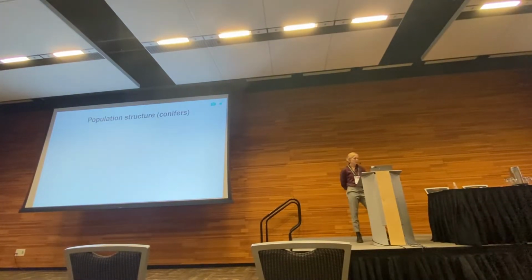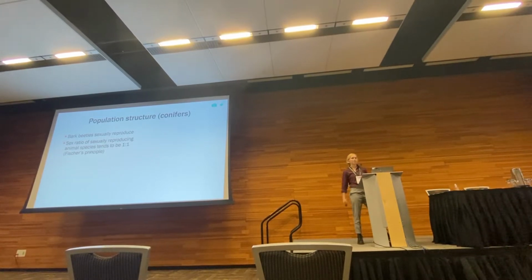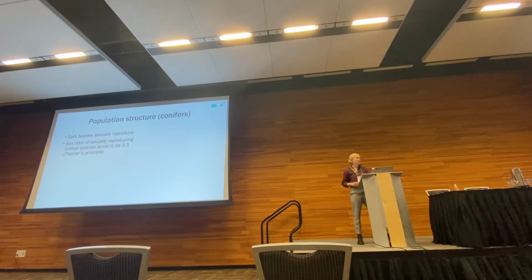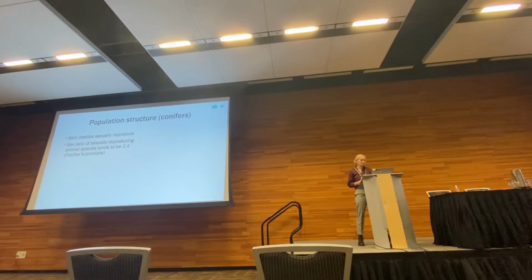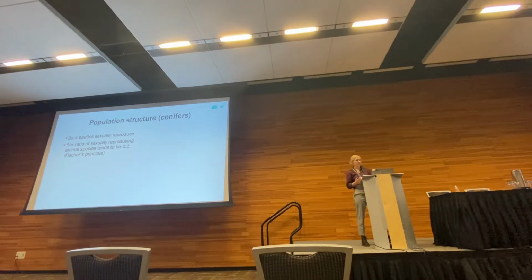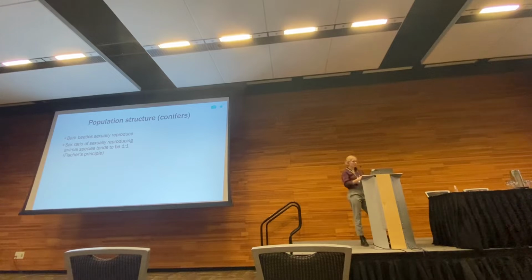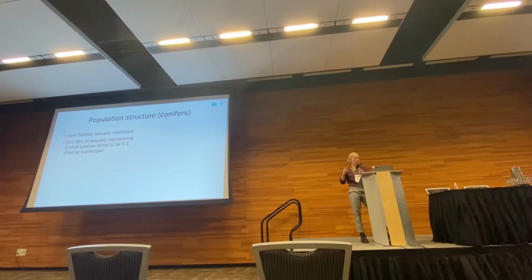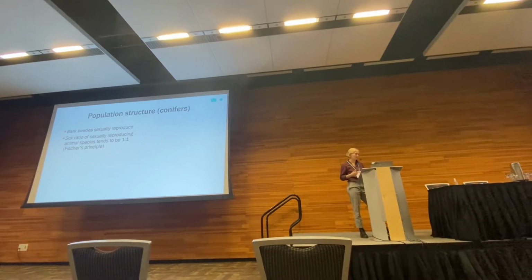So for the population structure, again, of what we know in conifers, we know that bark beetles sexually reproduce, and the sex ratio of sexually reproducing animal species tends to be 1 to 1, or 1 male to 1 female, which is called Fisher's principle. This is the principle that males and females cost approximately equal amounts to produce, and so the probability of an individual persisting in a population depends on the opposite sex's prevalence. This is kind of just evolution theory.